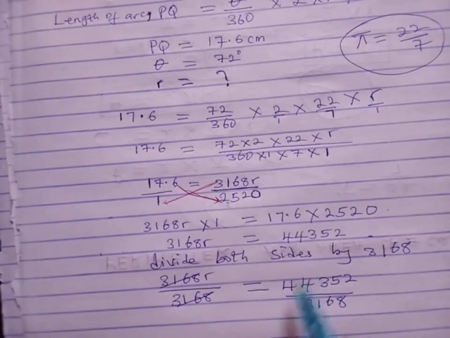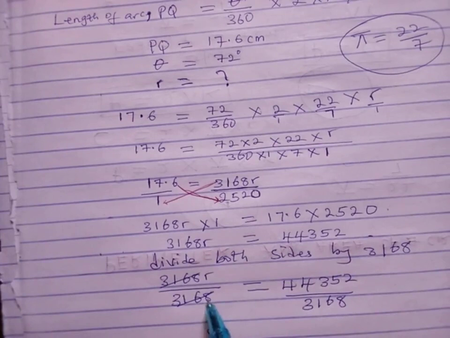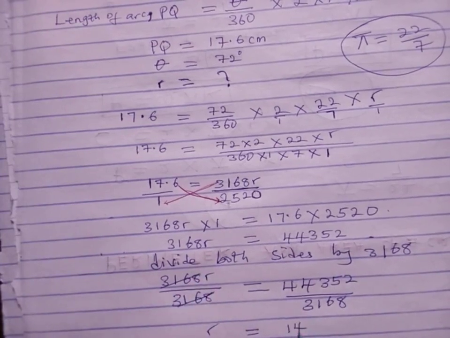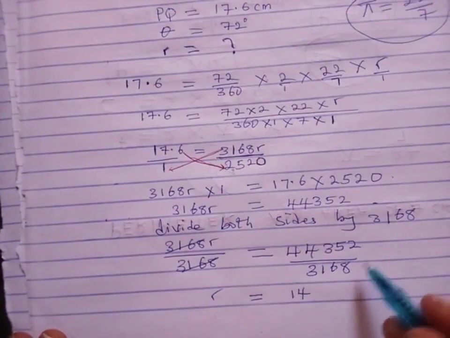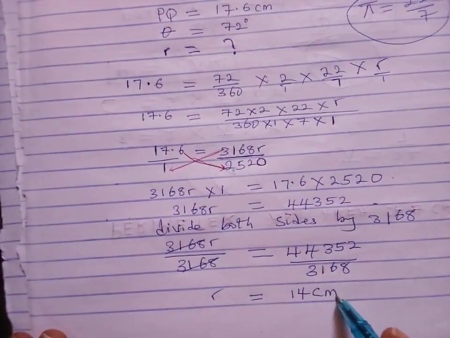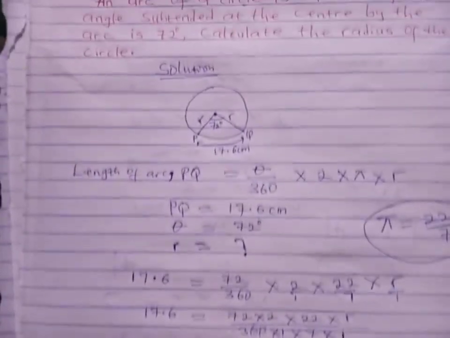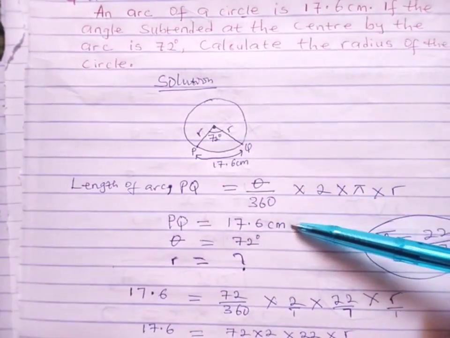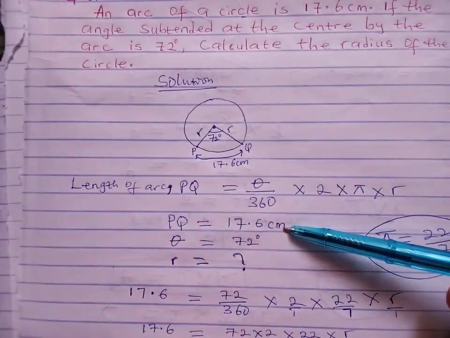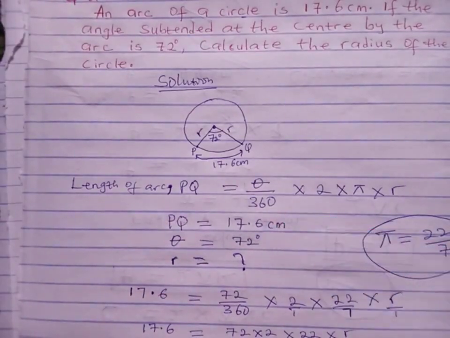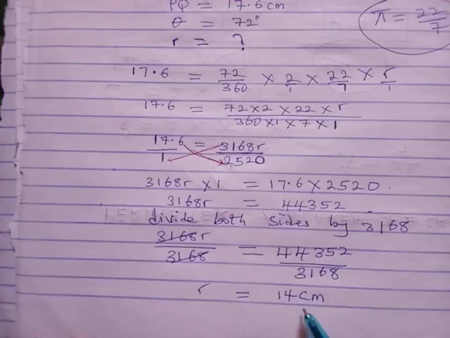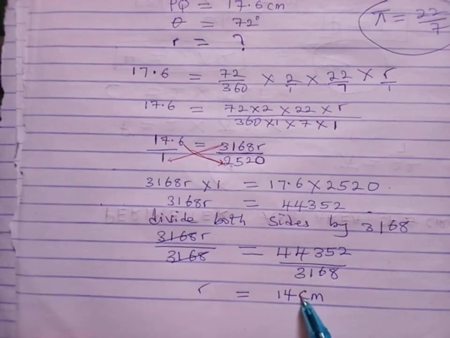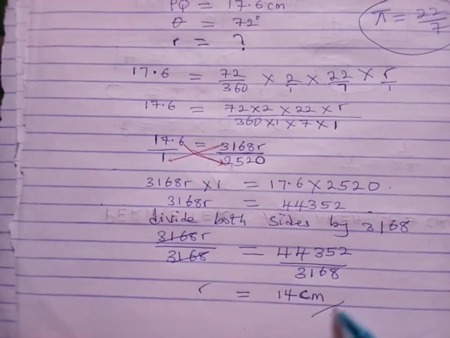It means that the radius, since one will cancel this, we'll have r here. Radius is equal to 14 centimeters. Centimeters because we're initially given that the length of the arc is 17.6 centimeters. So the unit is centimeter, so the radius of the circle is also going to be in centimeters.